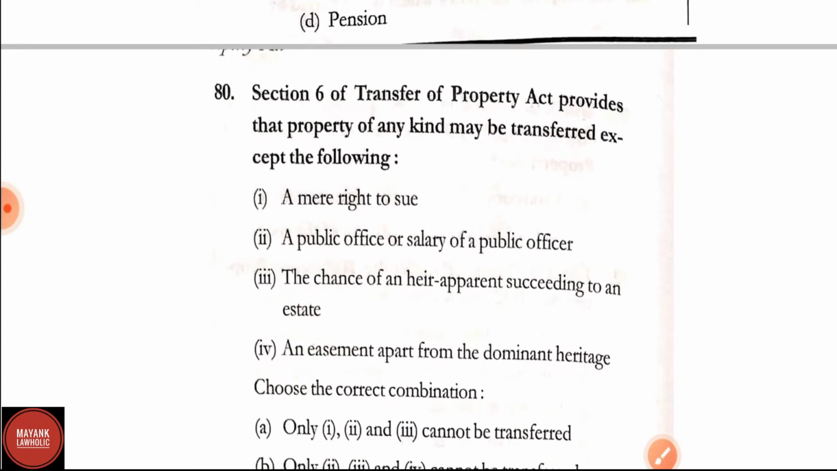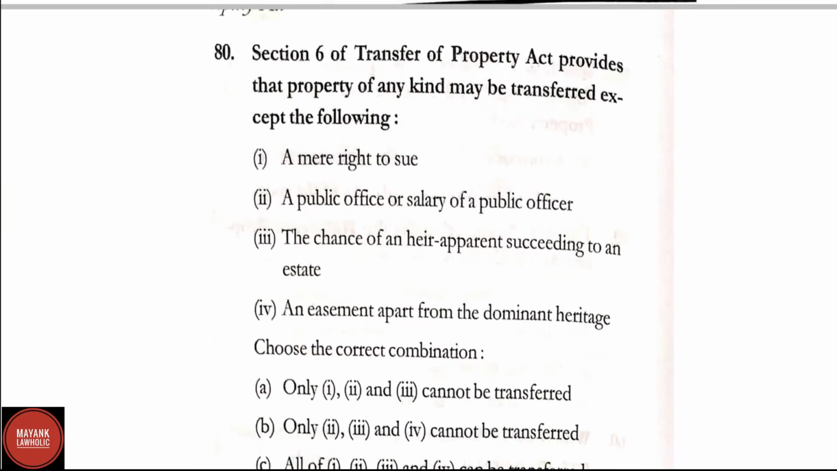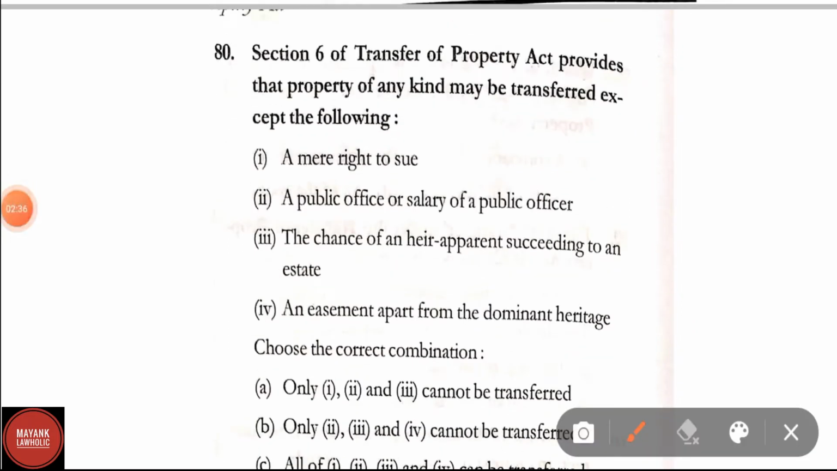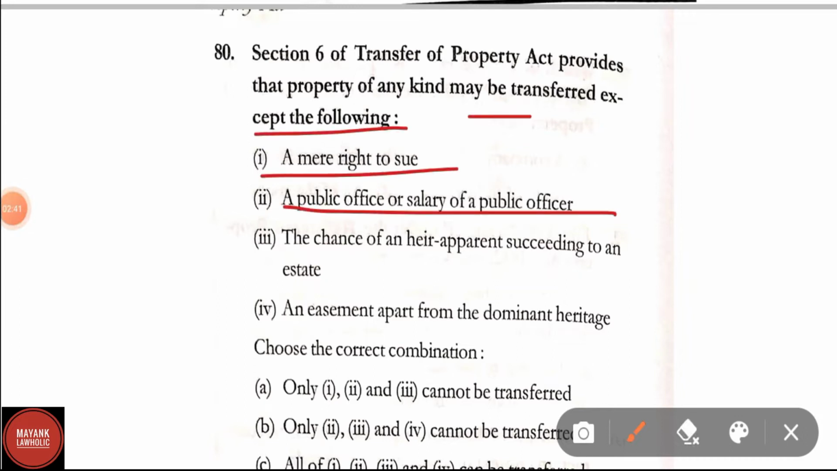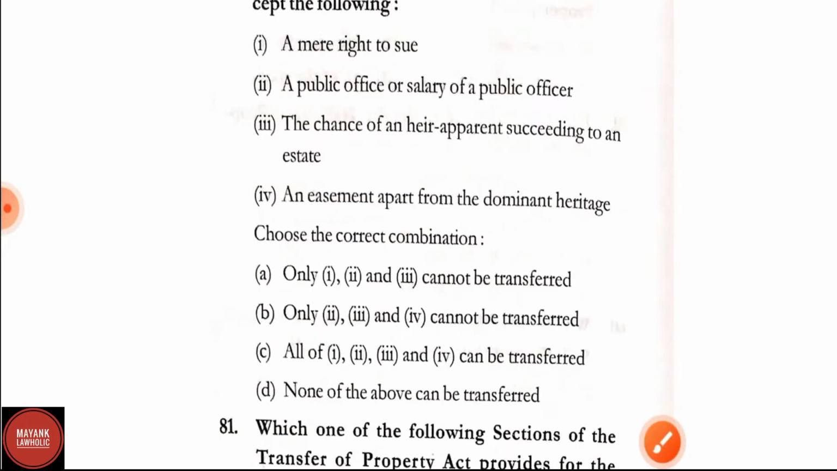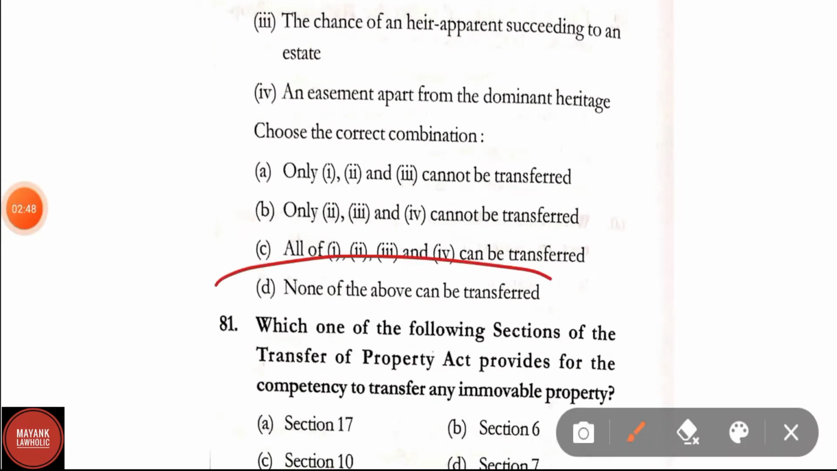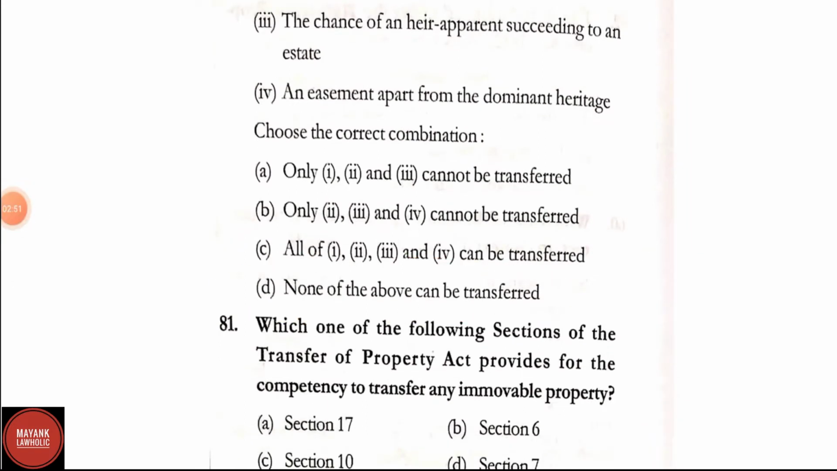Question number 80. Section 6 of the TPA provides that property of any kind may be transferred except the following: a mere right to sue, a public office, or salary of a public officer, the chance of an heir apparent succeeding to an estate, an easement apart from the dominant heritage. Here none of the above can be transferred. So option D is the right answer.